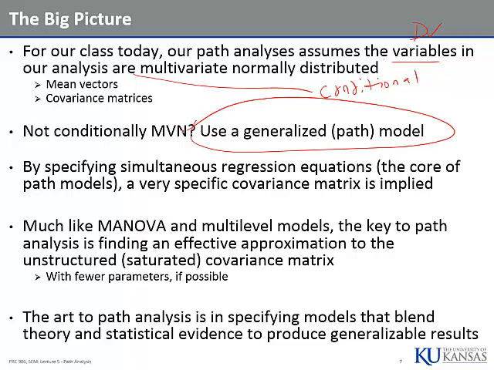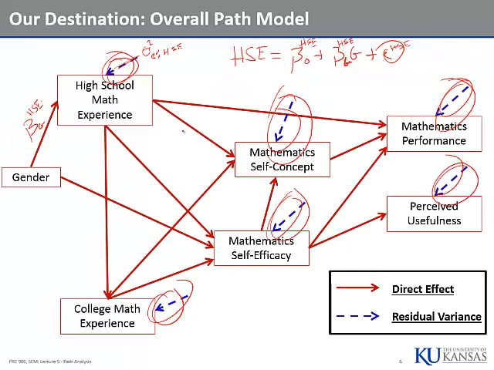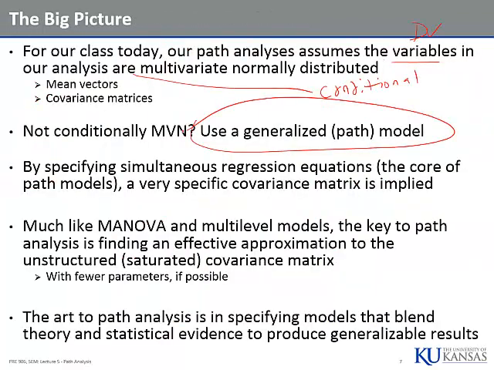What we're doing is specifying a series of simultaneous regression equations. All right? And when we set up that model, we had 6 regression equations from our previous slide, each with a number of dependent variables. Those specific regression equations are our hypothesis about our data, but more than that, they specify a very specific version of a covariance matrix.